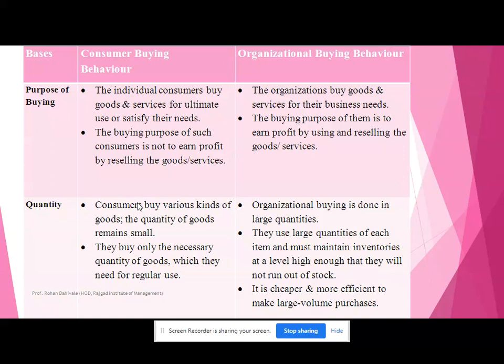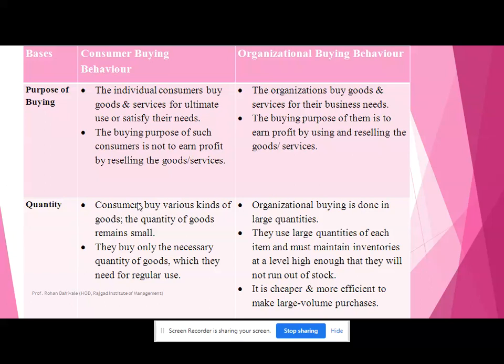Now, we have just seen that consumers can be broadly categorized into two parts: individual customers or individual organizations. So, who is buying? If the market is B2C, that is business to consumers, then we will consider consumer buying behavior. And if the market is B2B, that is business to business, then we will look at organizational buying behavior. Now we will see the difference or comparison between organizational buying behavior and consumer buying behavior.